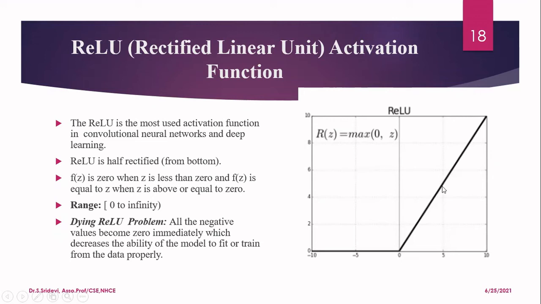So I'll get a graph here. If my input is -5, you find the maximum of 0 and -5. 0 is the maximum, so you will get 0. So if your input is either 0 or a negative value, you will get 0 as output. Otherwise, for all the positive inputs, you will not get any probability. You will get only a linear relationship, up to infinite value. So this is the range. The range of this function is nothing but 0 to infinity.